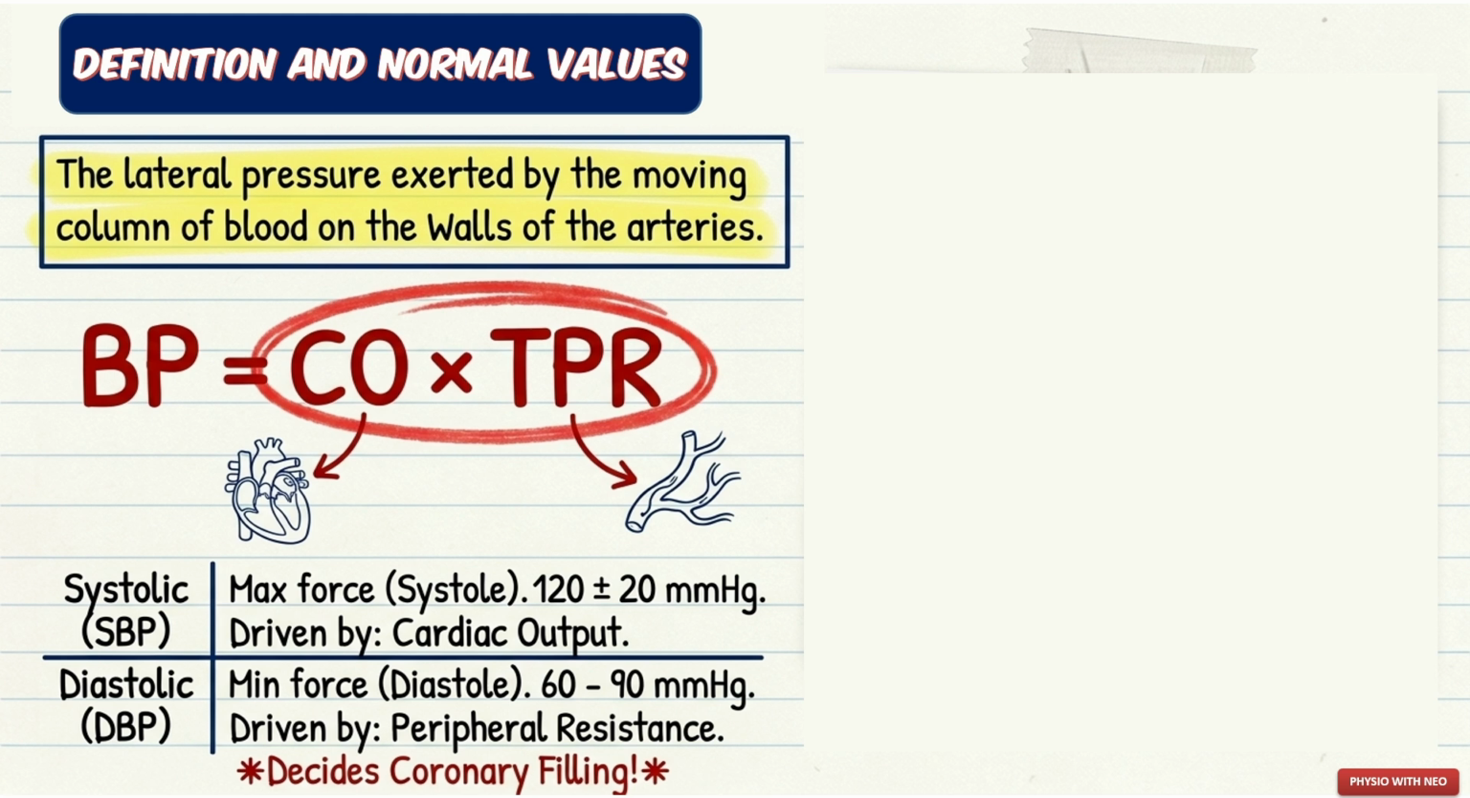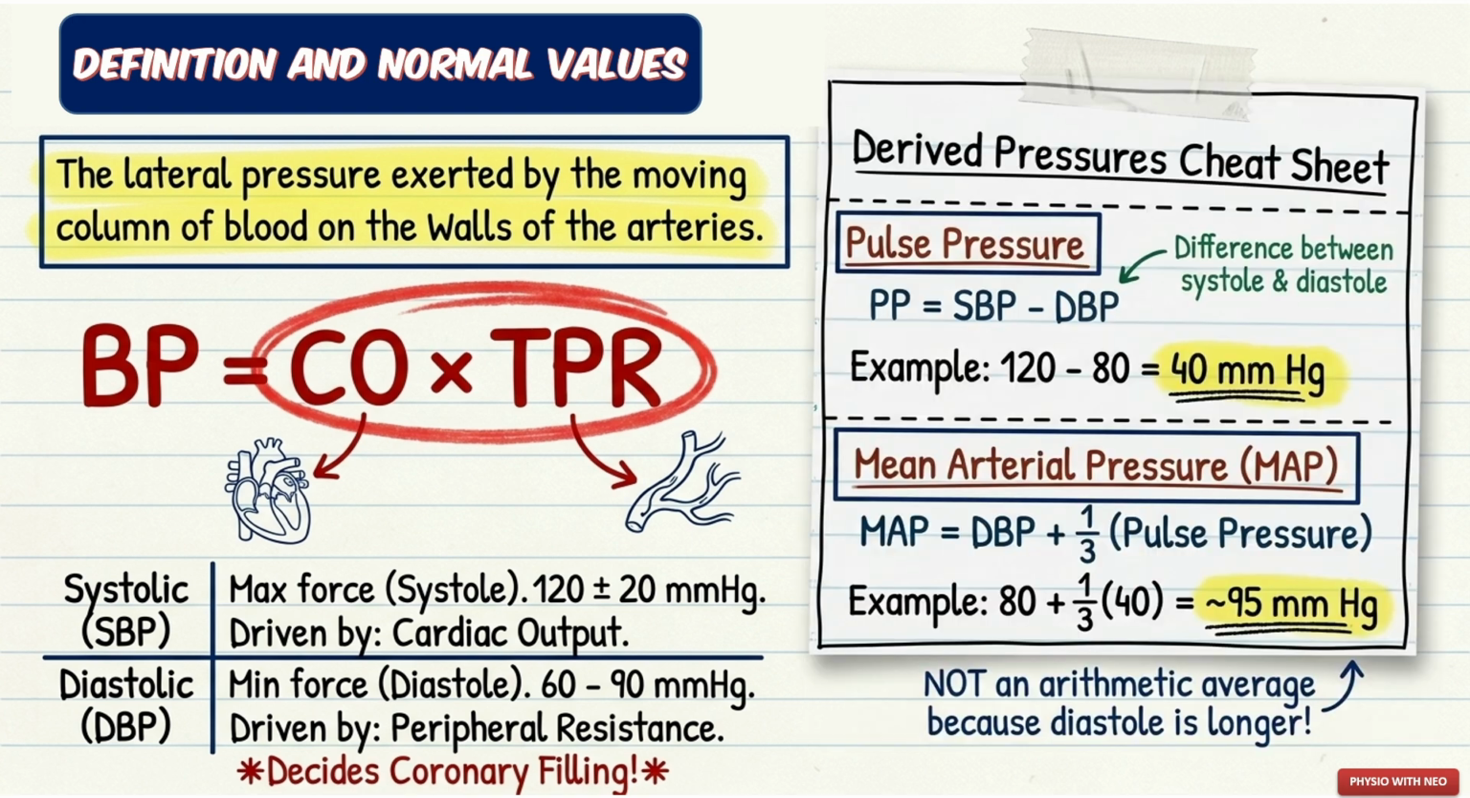Second one is the diastolic blood pressure. It is the minimum pressure recorded during diastole. The value is 60 to 90 millimeter of mercury. It is mainly driven by the peripheral resistance. Remember, it decides the coronary filling. Along with this, there are two important derived pressures. Those are also very important.